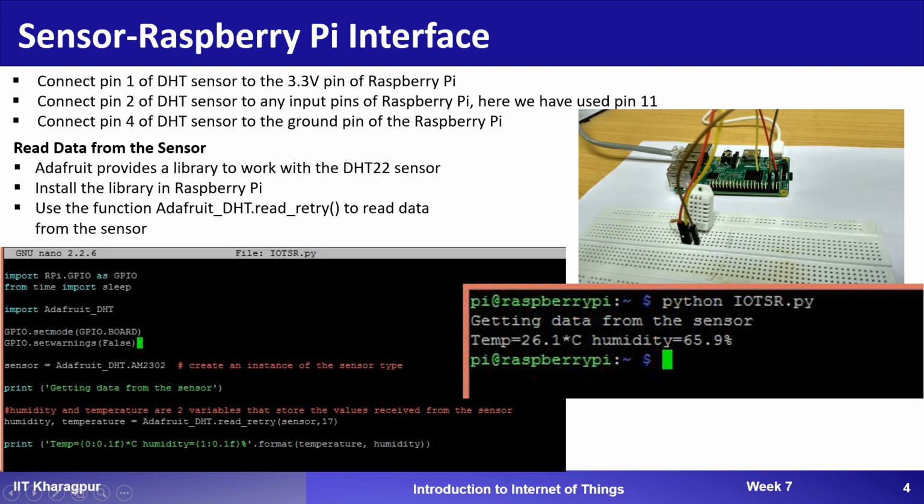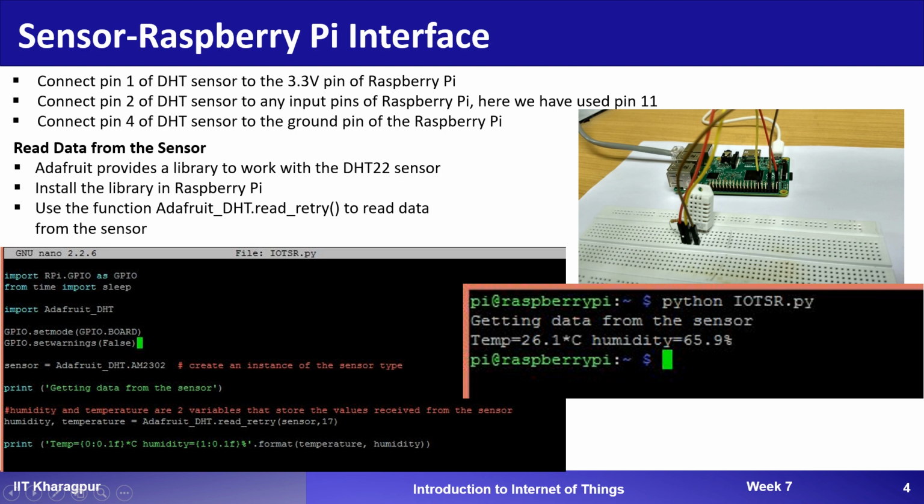Now once this connection is done, you have to write a program. We have already discussed how to write a program on Raspberry Pi so that it can collect the data from your sensor to your Raspberry Pi. This is a program for reading the data from your sensor to your Raspberry Pi. In order to do that, Adafruit_DHT is the library which you can use, and Adafruit_DHT.read_retry is the function which you can use in order to read the data from your sensor.